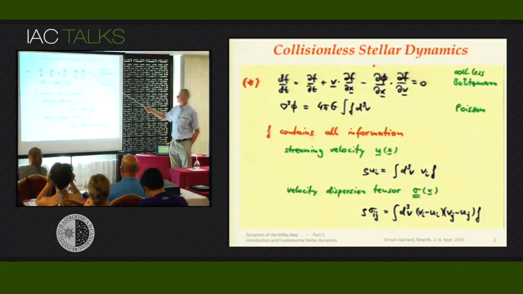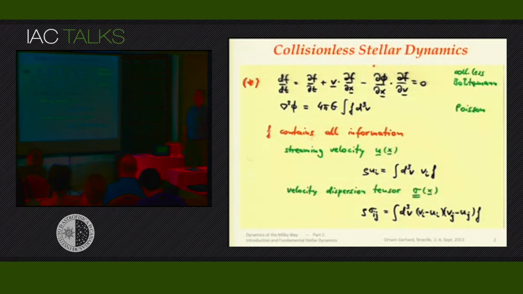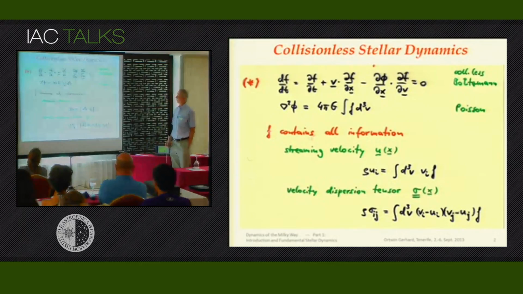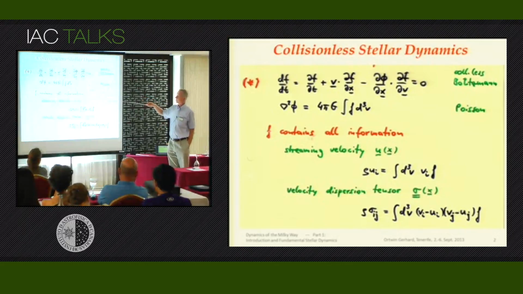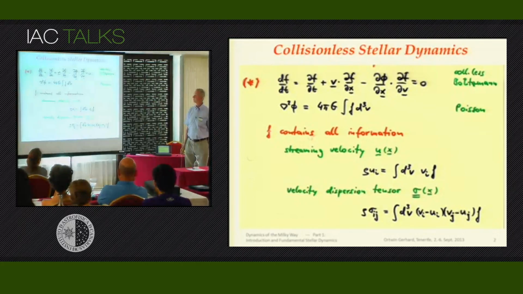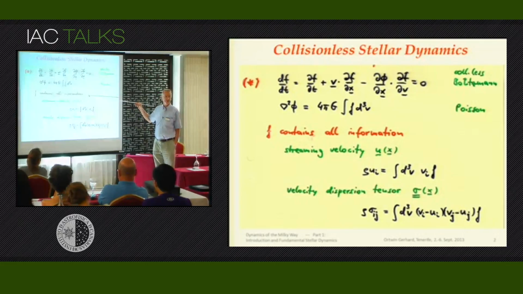This is the collisionless-Boltzmann equation that governs the evolution of the distribution function in phase space. You recall the distribution function depends on position and velocity, six-dimensional phase space, and it's conserved along the orbital trajectories in phase space given by basically the velocity and the potential gradients. And together with the Poisson equation, this is a complete and self-consistent system, which in principle you can evolve, only that it's quite hard.